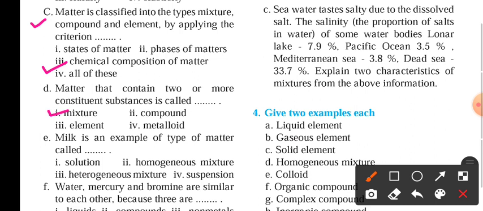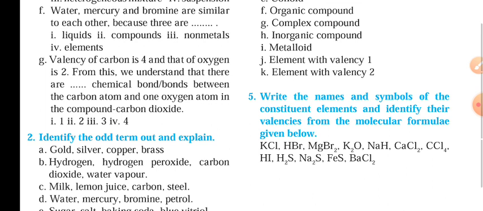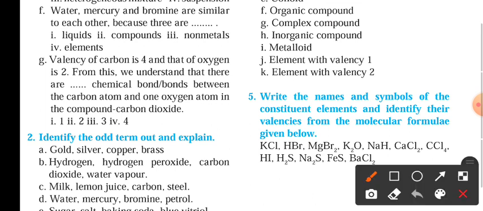Next one, milk is an example of the type of matter called heterogeneous mixture. We call it a heterogeneous mixture because the fat present in the milk is suspended in the milk. It is not mixed or in a compounded form. It is just mixed in the watery substance of the milk. Next one, water, mercury and bromine are similar to each other because all three are liquids. Water is a liquid, as you know, mercury is a liquid and bromine is also a liquid.